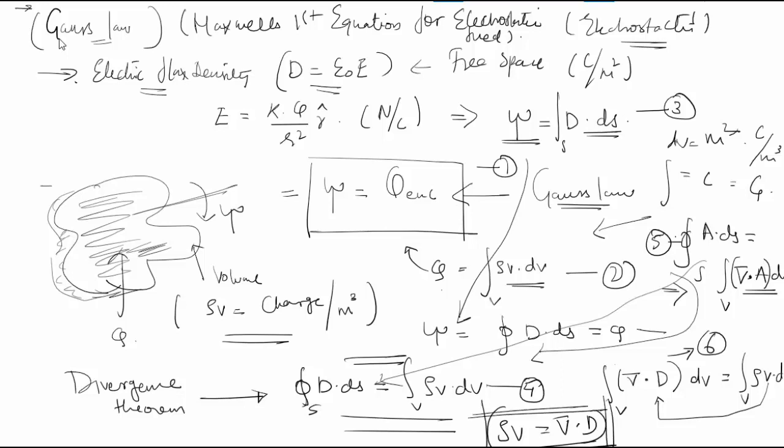This statement, that the volume charge density in an electrostatic field is equal to the divergence of the electric flux density, is known as Maxwell's first equation, which can be stated as del dot D, the divergence of electric flux density, equal to the volume charge density. So this is Maxwell's first equation.